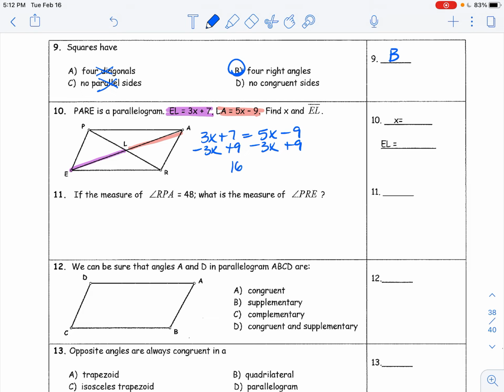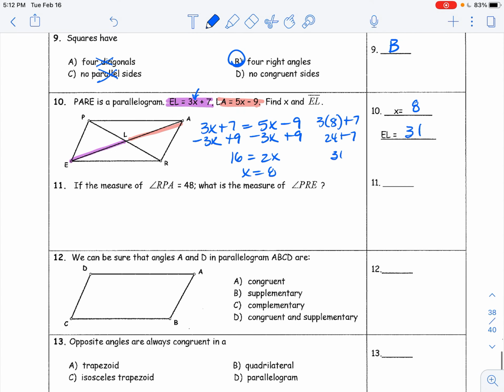I'm going to subtract 3x and add 9 to both sides. And so on the left side, that's going to give me 16. On the right, 2x. And when I divide, x is going to give me 8. So I know that x is 8. If I want to find EL, I'm going to take the 8 and plug it in for the x. So 3 times 8 plus 7, that's 24 and 7. And what is that, 31?